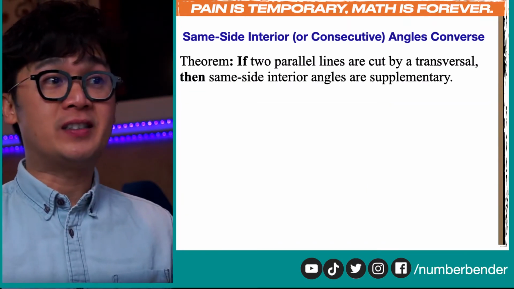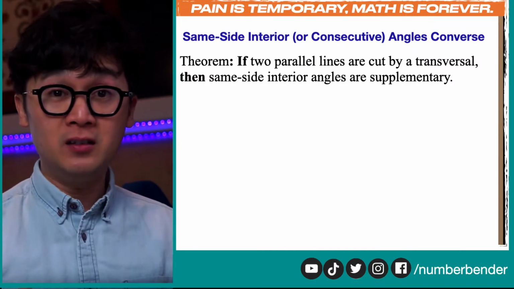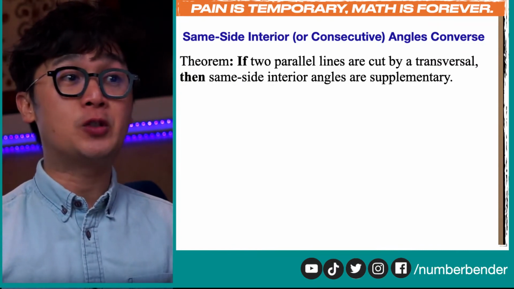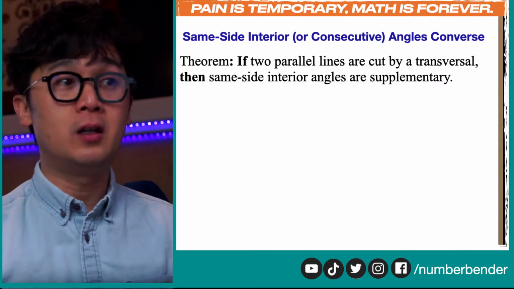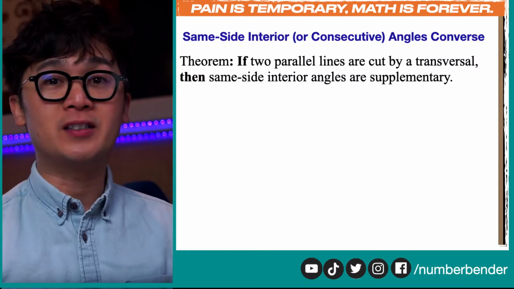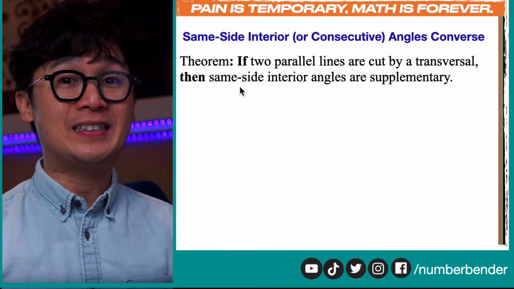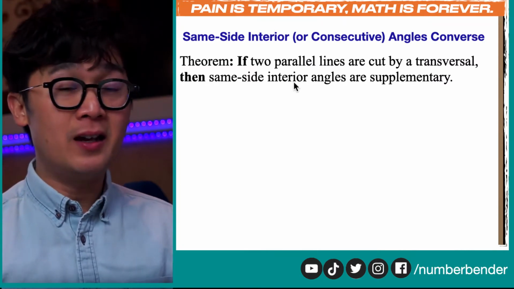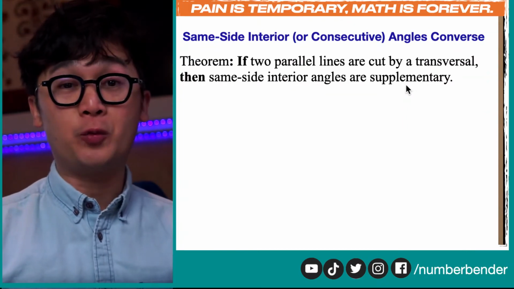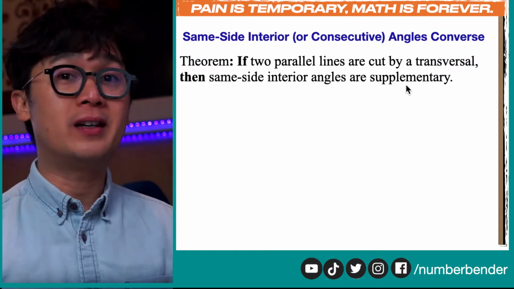Let's continue with the same-side interior angles converse, also known as the consecutive angles in parallel lines cut by a transversal. This theorem states that if two parallel lines are cut by a transversal, the same side interior angles are supplementary. The operative words here are same side and interior, and when that happens, they are supplementary, which means the sum of the angles is equal to 180 degrees.